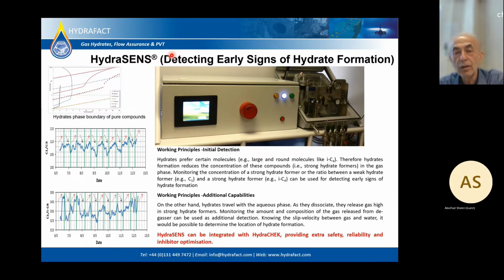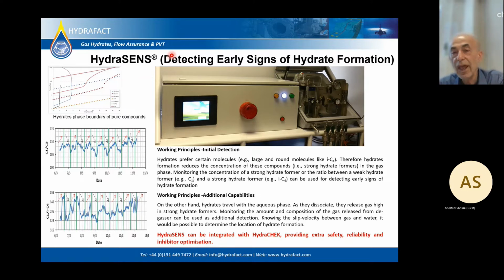Water, because it has hydrate, comes to the separator, the depressurization vessel, the degassing vessel. We can monitor the gas composition that's coming from the degassing separator, because you need to remove the gas, then you want to do treatment of water, or you want to inject water, whatever you want to do, but you need to remove the gas.